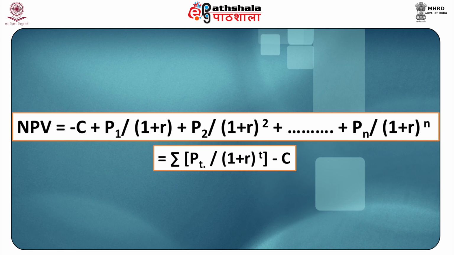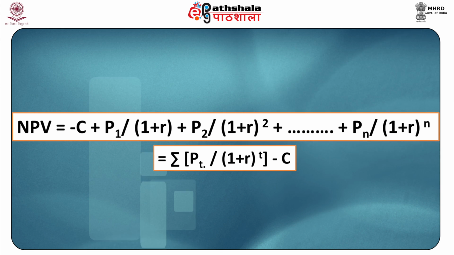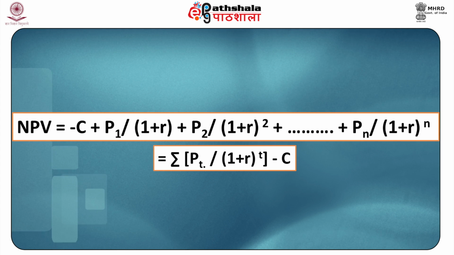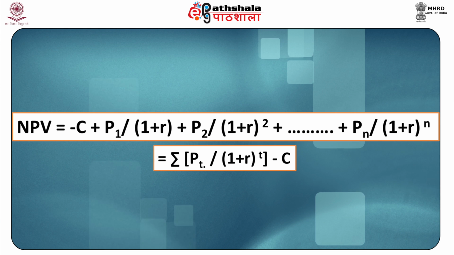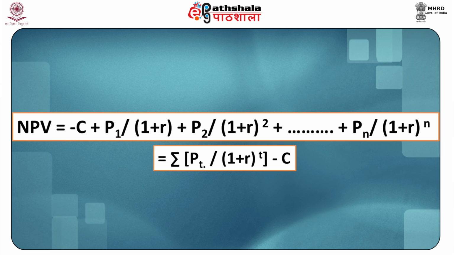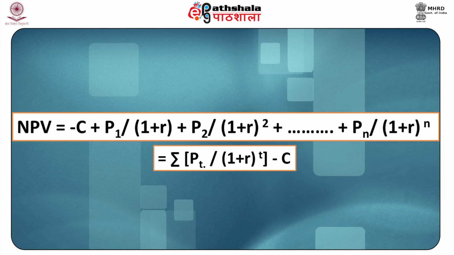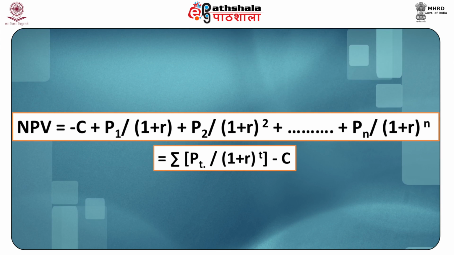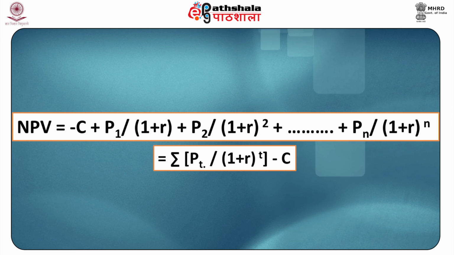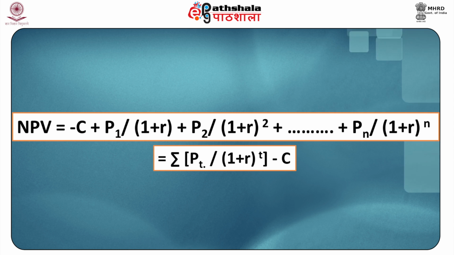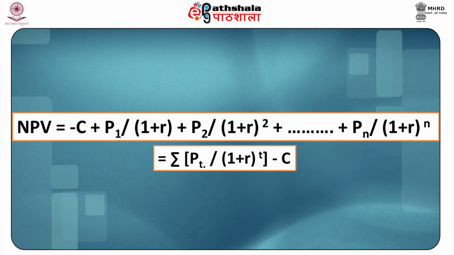Thus, NPV is equal to minus C plus P1 upon 1 plus R plus P2 upon (1 plus R) square plus so on to Pn upon (1 plus R) to the power n. This can be written as summation Pt upon (1 plus R) to the power t minus C, where C is the initial capital outflow and hence it is negative, and P1 to Pn are the cash inflows occurring in the time periods 1 to n, and R is the discount rate.